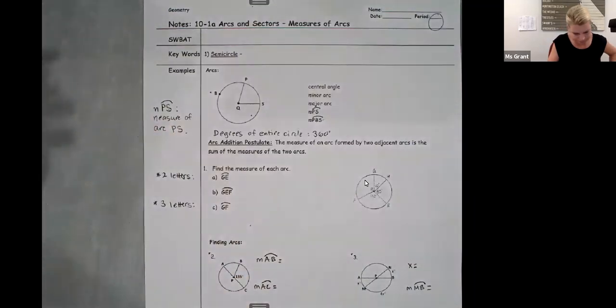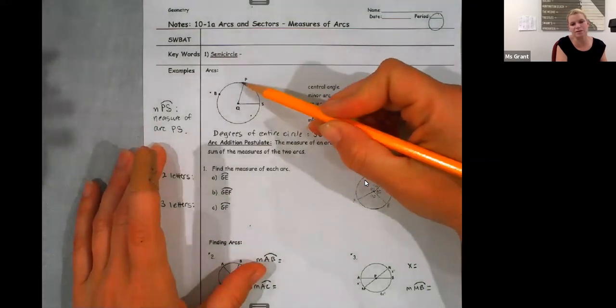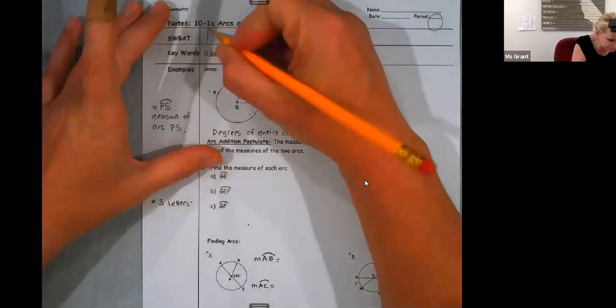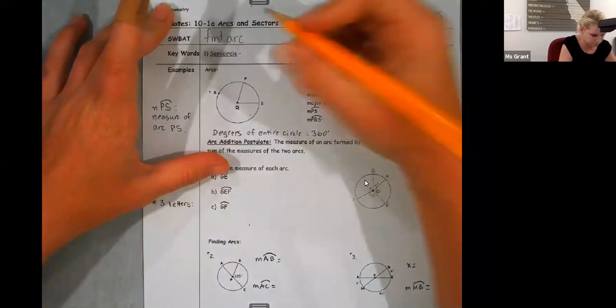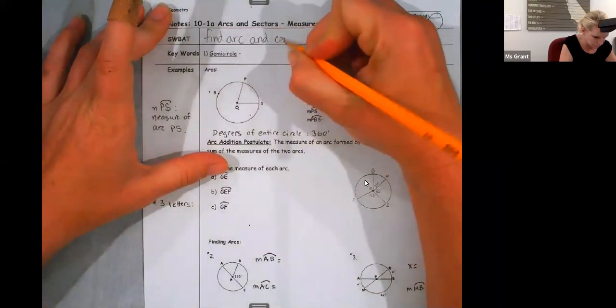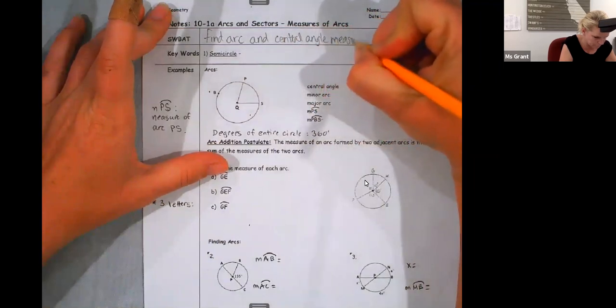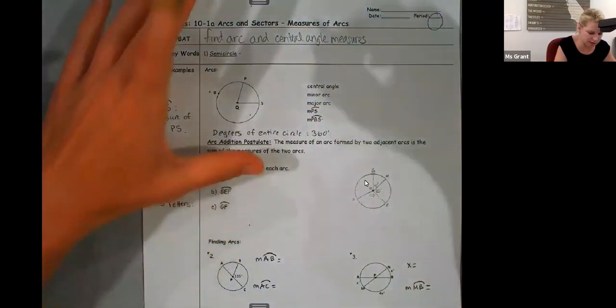So what are we doing? Our goal, just so you guys know what's going on, we are doing arcs and sectors. On a circle, an arc is like a chunk of the circle, just a piece of the circle. It's a curvy part. So we're going to find the arc and central angle measures. Central angle measures are in degrees.